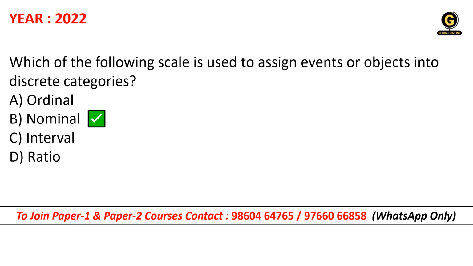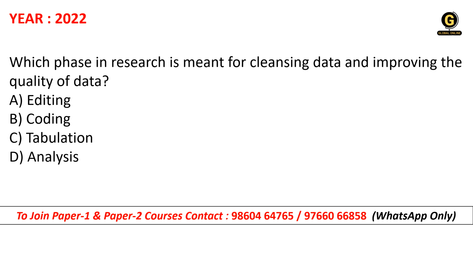That is nominal. Which phase in research is meant for cleansing the data and improving the quality of data? Editing, coding, tabulation, or analysis? So it is your editing. Editing basically is reviewing the data. Whatever data you have collected in your research should be reviewed for completeness, accuracy, consistency before analyzing the data. That is, you are cleaning your data, or finding out the errors in your data and cleaning those errors. That is called editing.